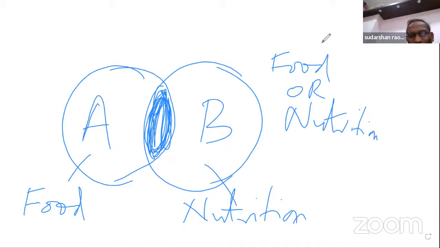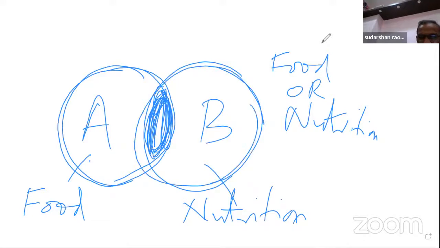This circle is food. This circle is nutrition. The documents dealing with food are this, the documents dealing with nutrition are this circle. When I say food and nutrition, the intersection of both is what I get. This part is inclusive of both. In a particular document, when the concept of food and nutrition both are there, this area, this is what exactly we really want.